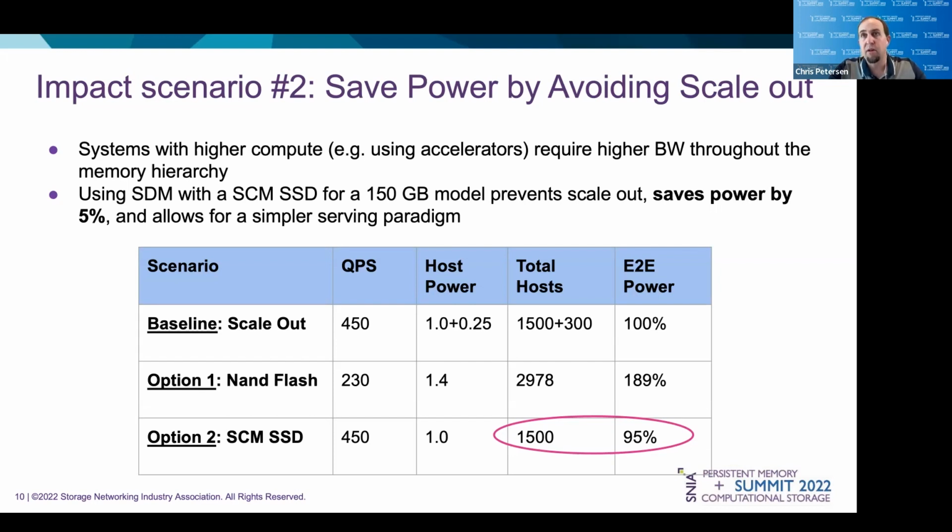In addition to the power savings, however, we're also able to improve the aggregate operational complexity with this option, as we don't have to scale out across multiple machines and therefore it's much simpler to manage and load balance all of these machines.